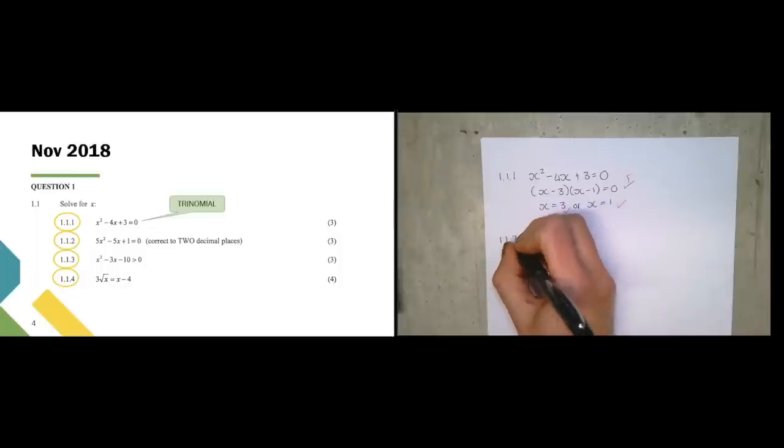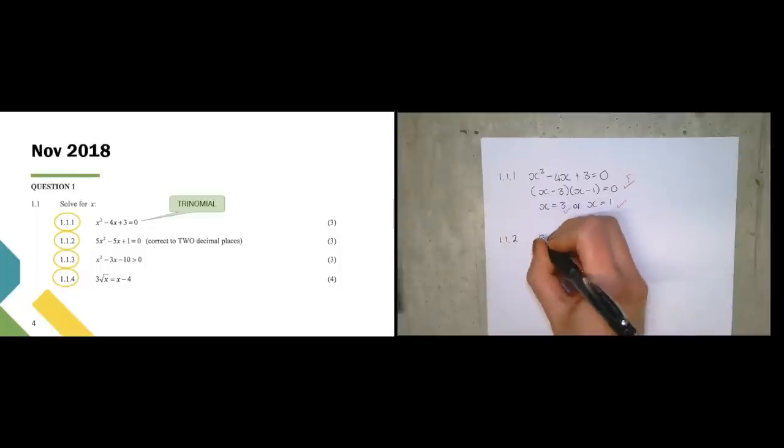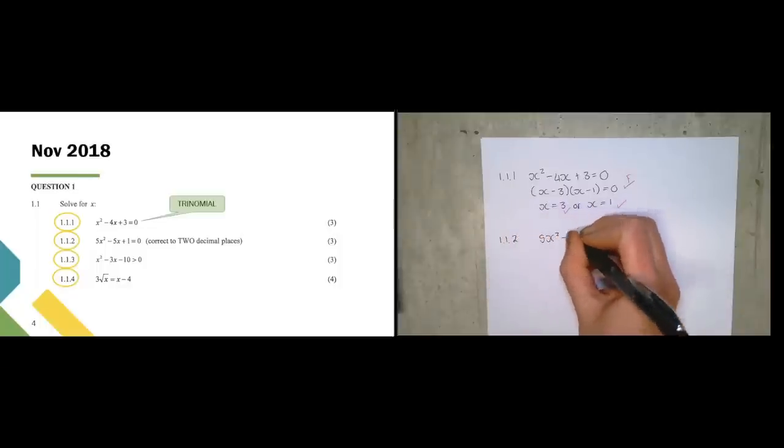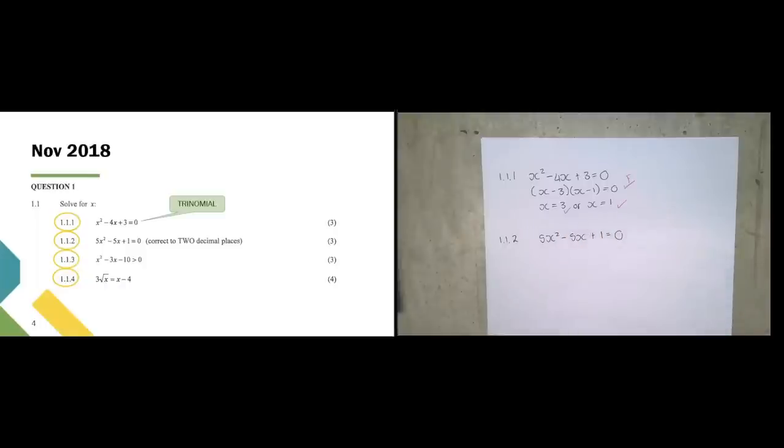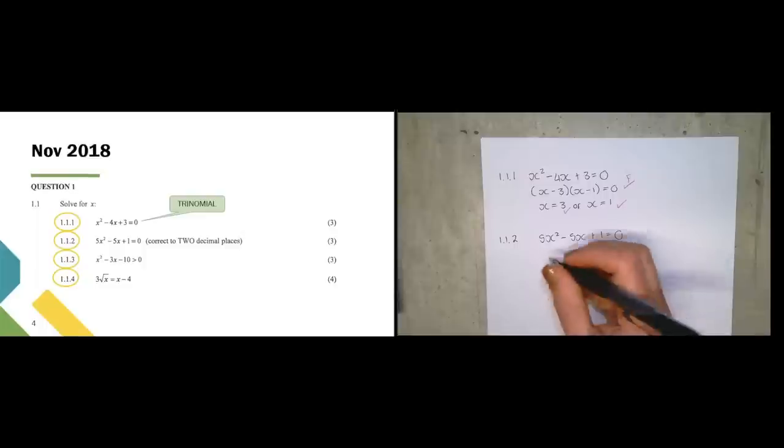Question 1.1.2. We are given 5x squared minus 5x plus 1 equals 0. It's already in standard form. At first glance, you might think it's a trinomial, but there is a clue on the paper. It says correct to 2 decimal places, so you must know immediately that I have to use the quadratic formula. Whenever they say correct to 2 decimal places in question 1, quadratic formula.